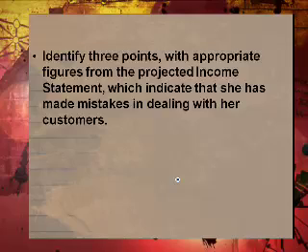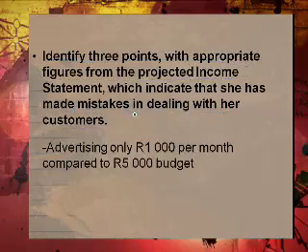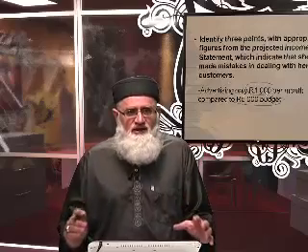Identify 3 points with appropriate figures. Again, you will notice the question tells you use figures from the question to do what? Which indicates to you that mistakes have been made in dealing with our customers. Number one, your advertising is only 1,000 per month, whereas you have budgeted 5,000. Surely guys, if you are not using your advertising budget to its potential, you're definitely going to lose customers. And this is an indication that something is awry.